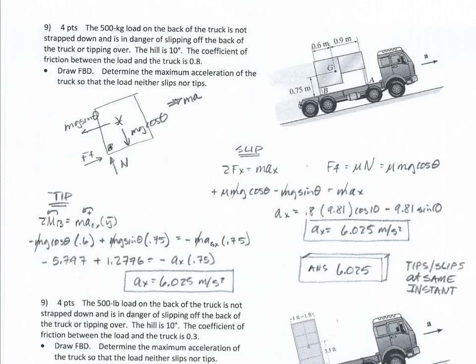Given all those factors, I can say that the slip condition will happen if I try to go faster than 6.025 meters per second squared. The tip condition, assuming that it's going to tip, it'll tip around that back point right there. So let's just sum the moments about that point, the tip point. I got mg cosine theta times this lever arm, got mg sine theta times this lever arm, mg cosine theta times its lever arm, and that's going to be equal to the mass times acceleration vector. Now again, if this is positive in this direction, the mass times acceleration vector is going to be negative, so that's why I have a negative sign right there, and I can find that.